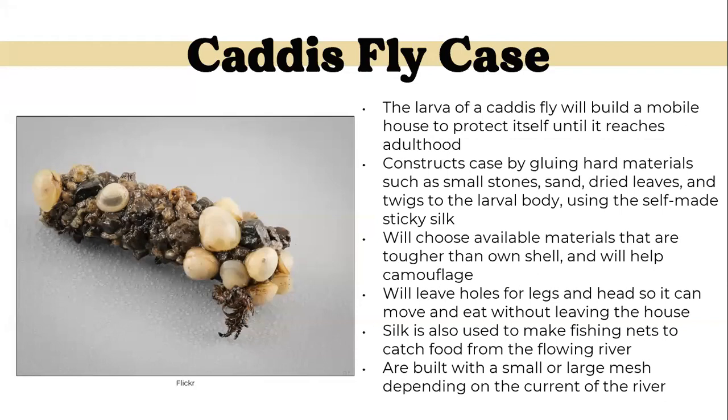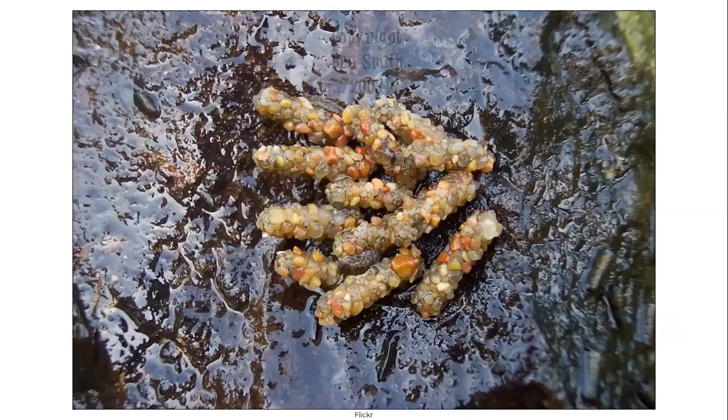So here's one that I found. This one has seashells on it and things. And then here's some that are a little bit more common that you're going to find in Nebraska. These are just simply very, very small rocks and stones. Each of those little tubes or casings that you see is an immature caddis fly. Once it hatches out of this, it becomes that adult moth-like creature that we see.